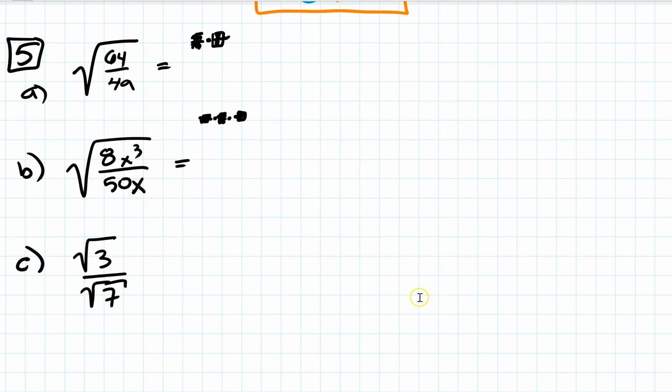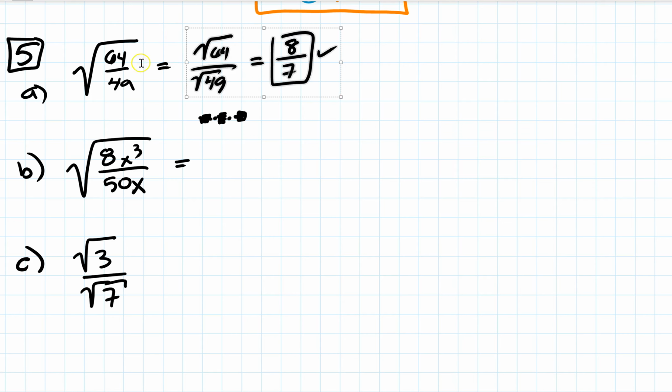Let's talk about this one, and then I'll show you how to do the last one altogether. About the square root of 64 over 49, okay, I am allowed to break up a square root over division. That's just the square root of 64 divided by the square root of 49. Well, the square root of 64 we know is 8, and the square root of 49 we know is 7, so therefore the answer is just 8/7. That one's pretty easy.